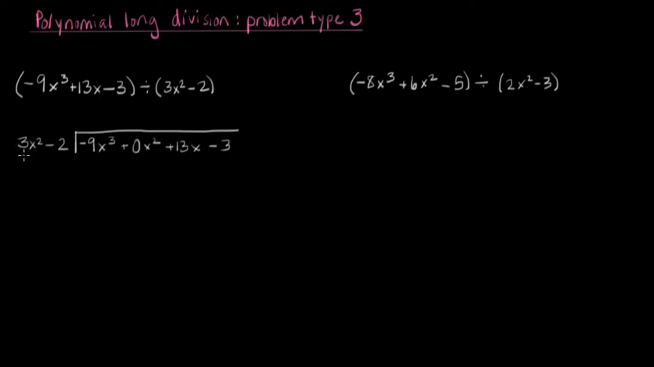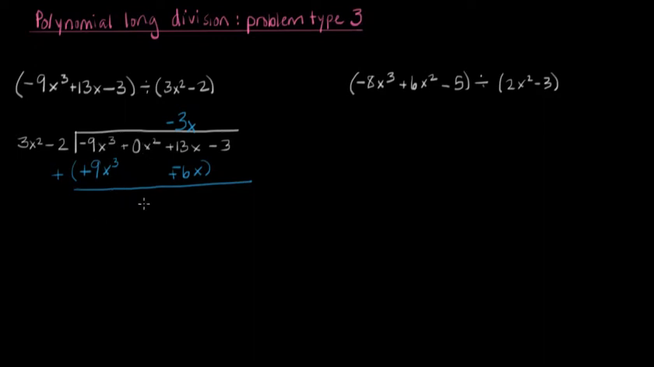So 3x squared goes into negative 9x cubed negative 3x times. So we have negative 3x. So then we can multiply this back. So we get negative 9x cubed plus 6x. So make sure we put that in the right place. Plus 6x. And then we're going to subtract. Now remember, we're subtracting. So I'm going to go ahead and distribute this negative sign into the parentheses so we don't get confused. So now we're adding.